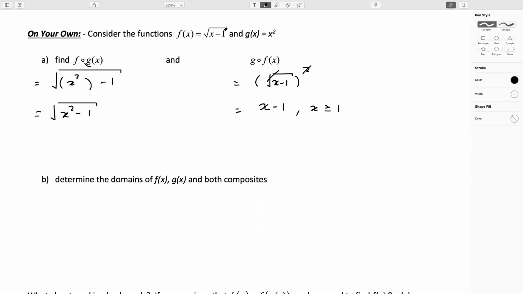F of x was root x minus 1. So for f of x, we had a domain of x must be greater than or equal to 1. Because anything less than 1 creates a negative in our square root, which is not allowed. F of g, or maybe we'll just do g of x next. G of x was x squared. There's no real restrictions on what you're allowed to do with x here. So this is all real numbers.